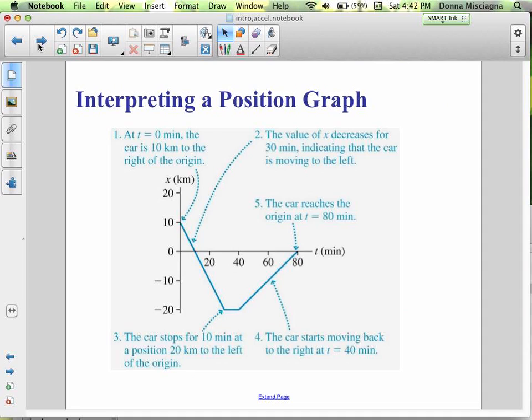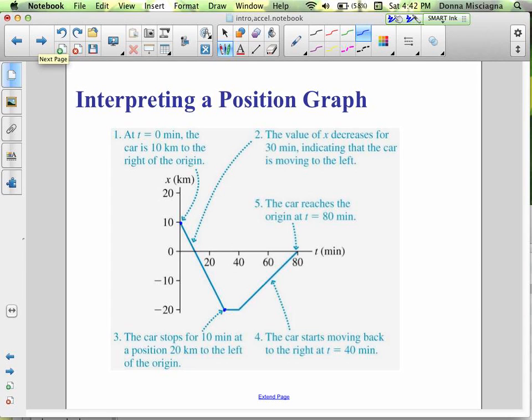Interpreting a position graph. So here we have a position graph, and I'll just mark points as I read through them. At t equals 0, the car is 10 kilometers to the right of the origin. Maybe the origin is home. The value of x decreases for 30 minutes, indicating the car is moving to the left. So until the car gets there, the car is moving to the left.